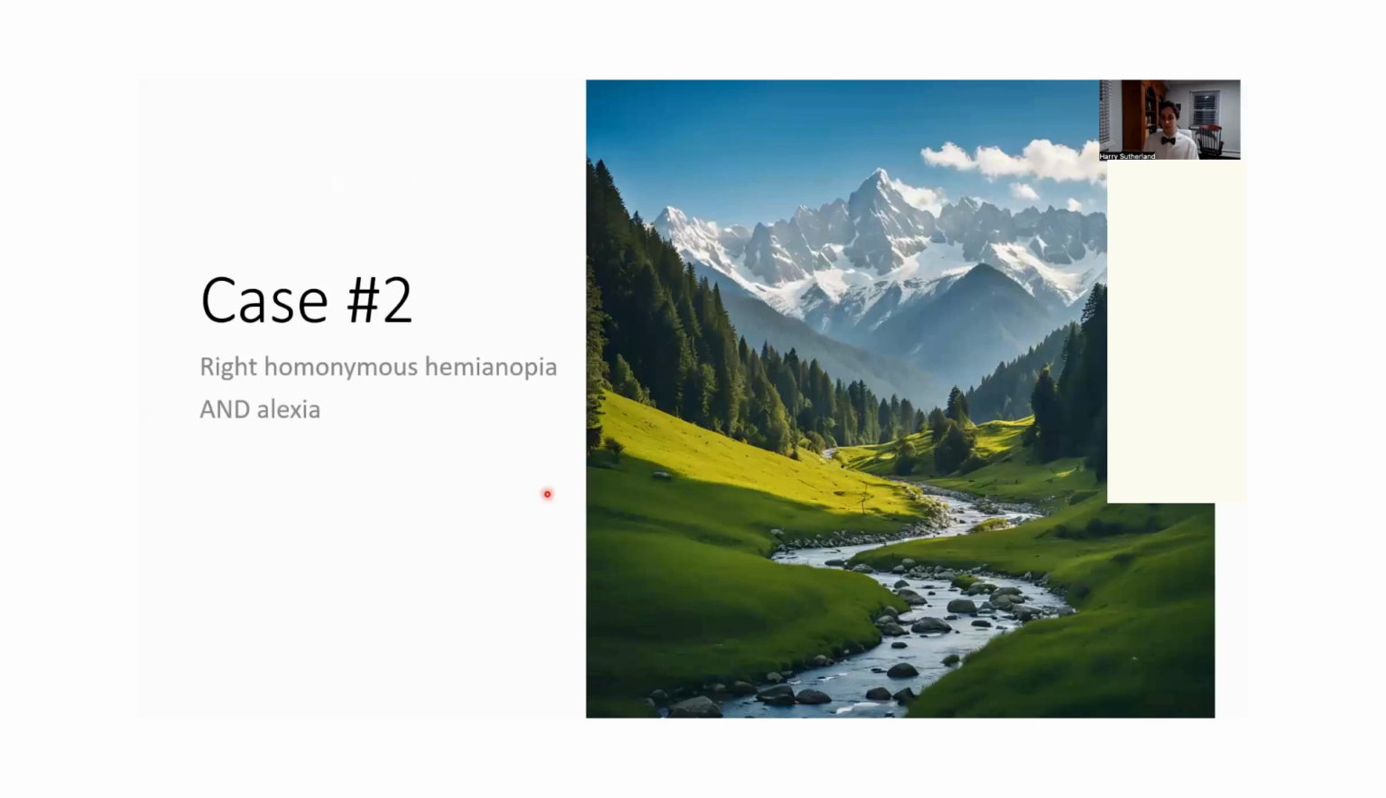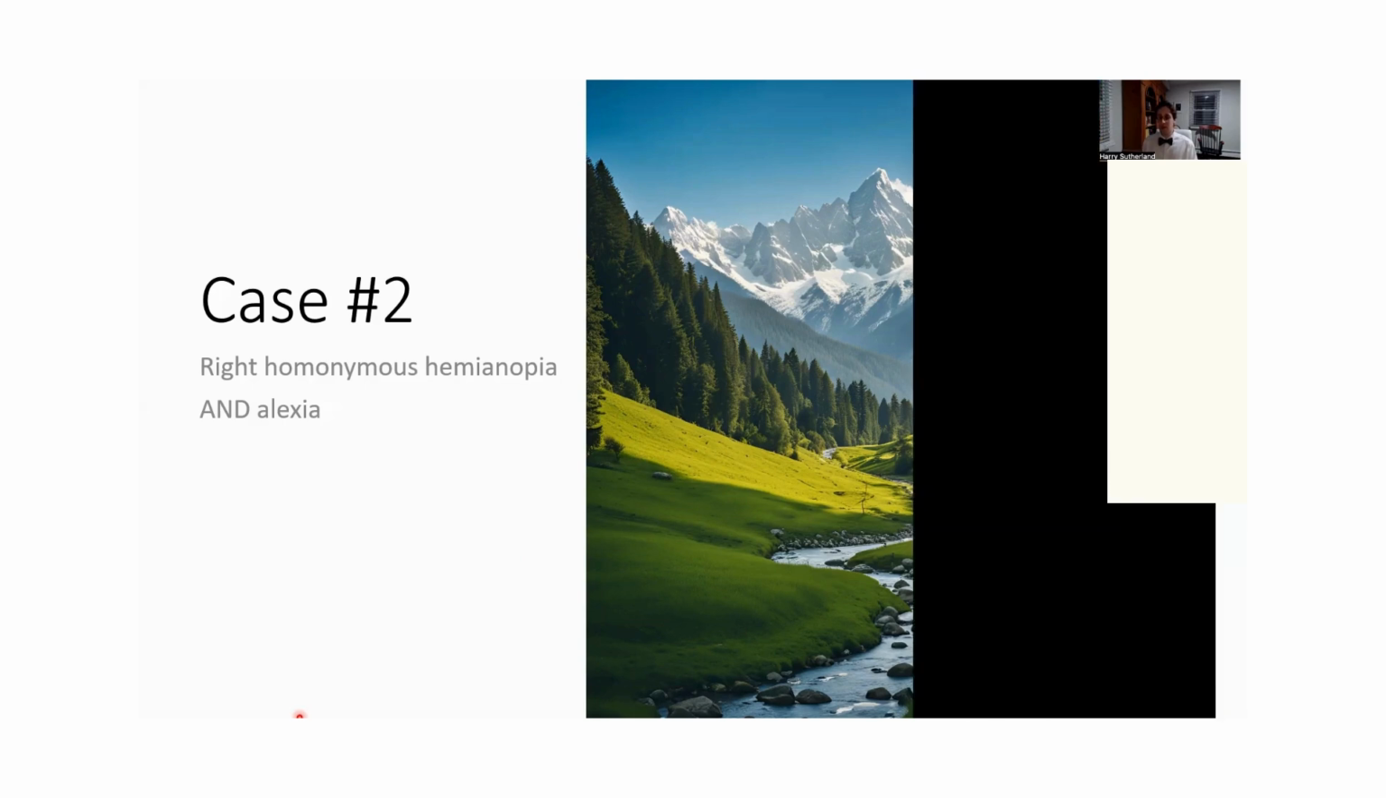All right, so next case is a case of right homonymous hemianopia and alexia. What these words mean is a right homonymous hemianopia means that you can't see things on the right, and alexia means that you can't read.